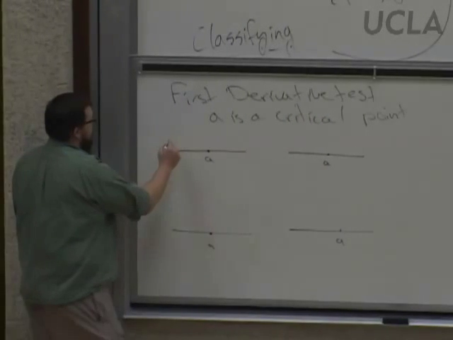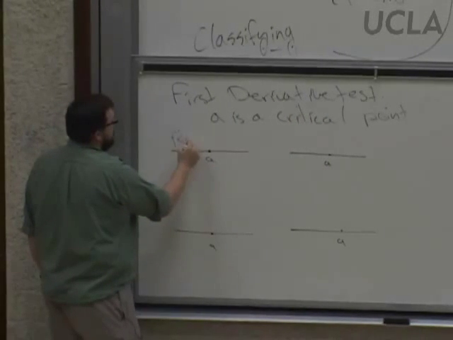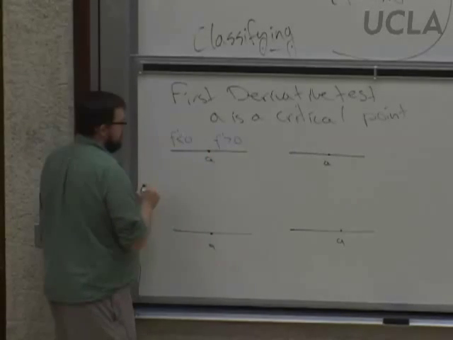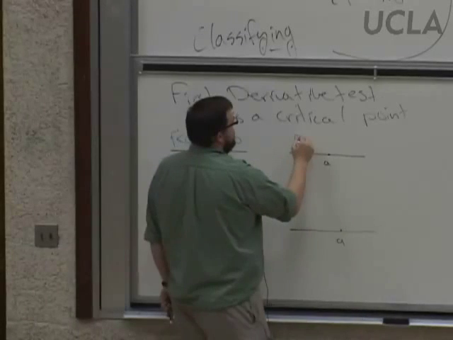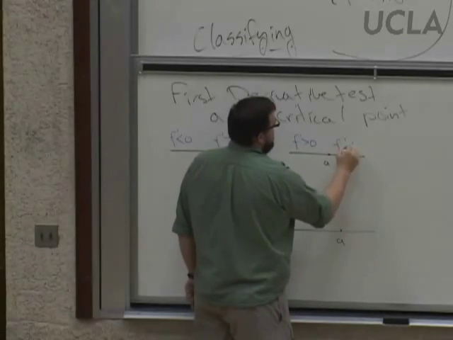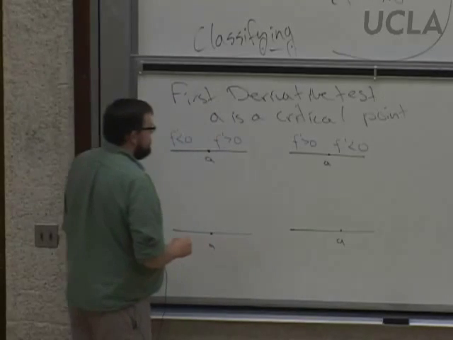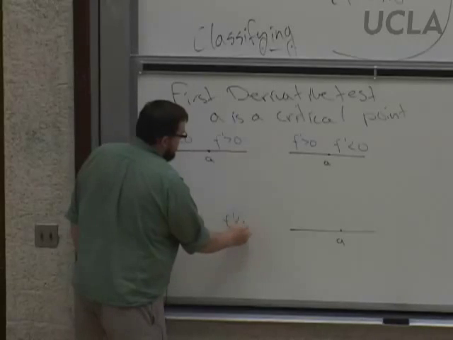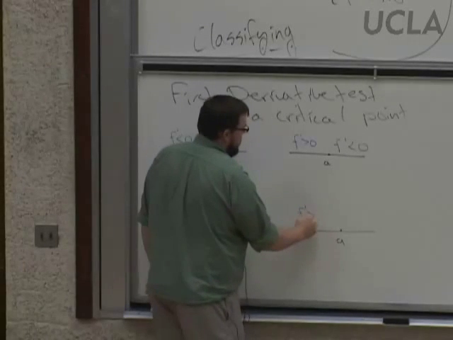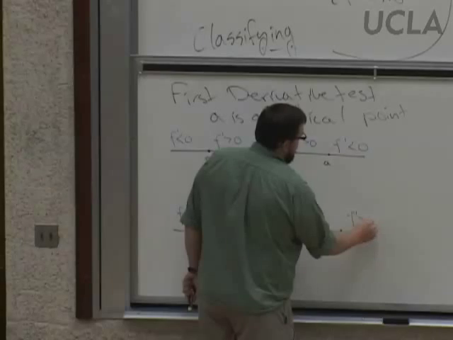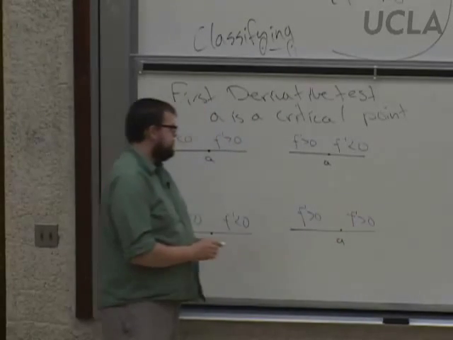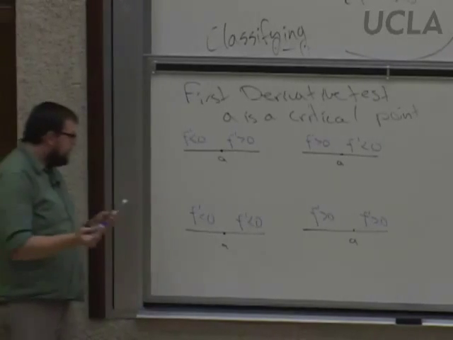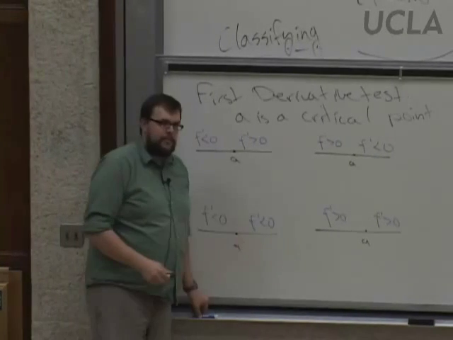So let's see, what's one possibility? One possibility is the derivative is negative to the left, and it's positive to the right. Or it could be positive to the left and negative to the right. Or it could be simply negative on both sides, left and right. Or it could be positive on both sides, left and right. That's it. Those are the only 4 things that can happen. And now we just pretty much draw a picture, and we're going to be able to figure out what happens.